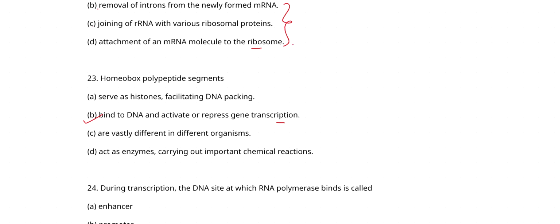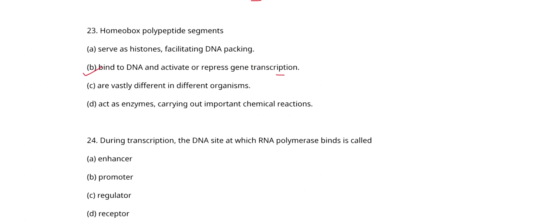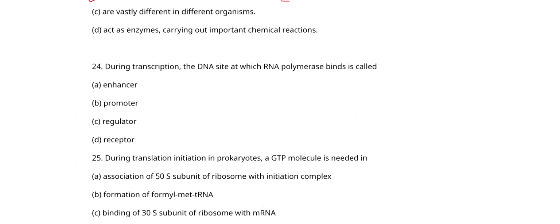A polypeptide that regulates the expression of groups of genes during development. Okay. So our next question is 24. During transcription, the DNA site at which RNA polymerase binds is called: enhancer, promoter, regulator, receptor. Answer will be B, that is promoter. So regulator is a gene which forms a biochemical for suppressing the activity of the operator gene. While promoter is the gene which provides the point of attachment to RNA polymerase required for transcription of structural genes.